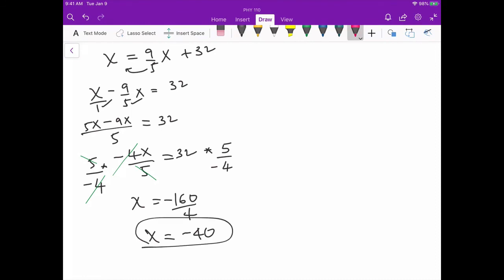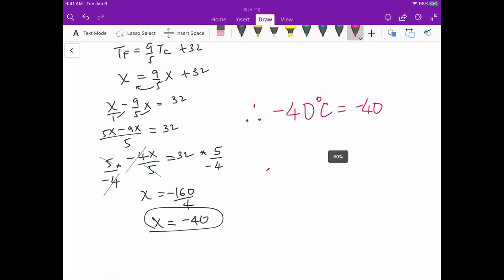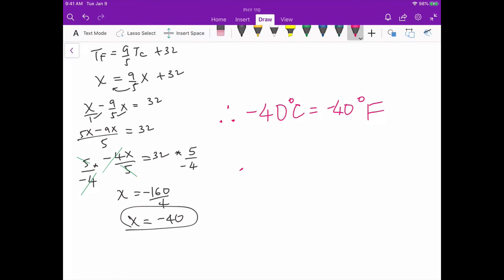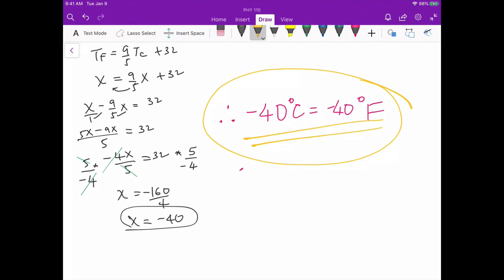So what does this mean? This means at negative 40 degrees Celsius, you have negative 40 degrees Fahrenheit. So those two values are the same. This is the only temperature value that you are going to get. Both of them have the same numerical value, and of course both of them mean the same coldness or the same hotness. You can put it that way. So at negative 40 degrees Celsius, you also have negative 40 degrees Fahrenheit.